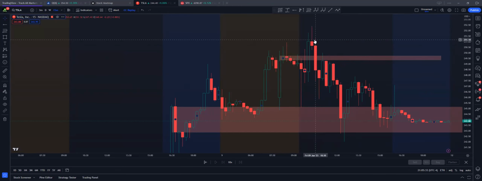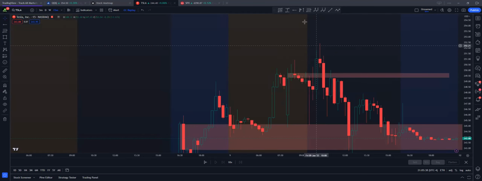And as you know, to the upside, yes, we have liquidity here. All right, moved up, reversal candle, moved down.